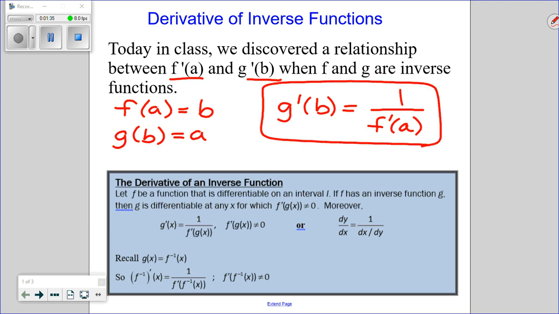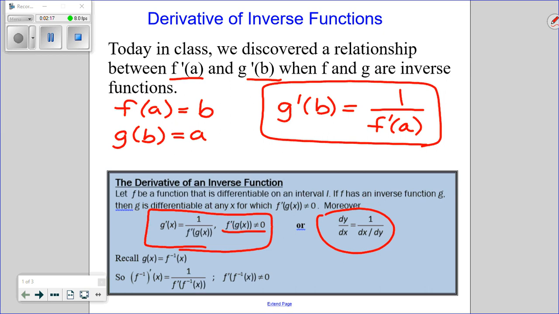But of course, we could take that rule and write it different ways. Just remember that if f and g are inverse functions, here's another way we could write that same relationship. g prime of x would equal 1 over f prime of g of x. And because f prime of g of x is in the denominator, we know it cannot equal 0, because otherwise it would be undefined. Or we could use the dy over dx notation and say the derivative of y with respect to x is equal to 1 over the derivative of x with respect to y.